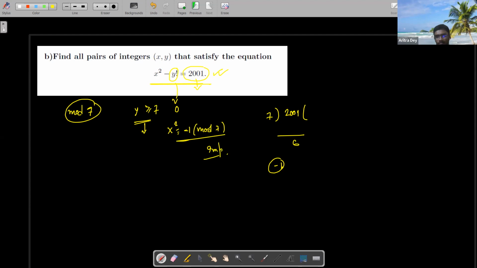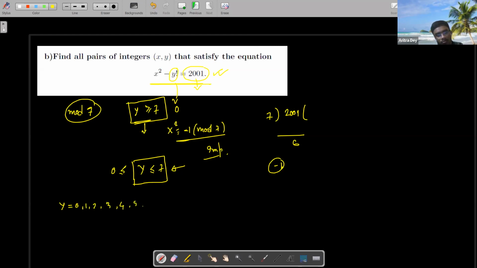That is impossible, right? So what can I say? That y has to be less than or equal to 7, and that gives a very easy solution. I assume y greater than or equal to 7, but next I can do the rest of the thing. So y greater than 0 and less than 7. Now you can take y equal to 0, 1, 2, 3, 4, 5, 6, 7.